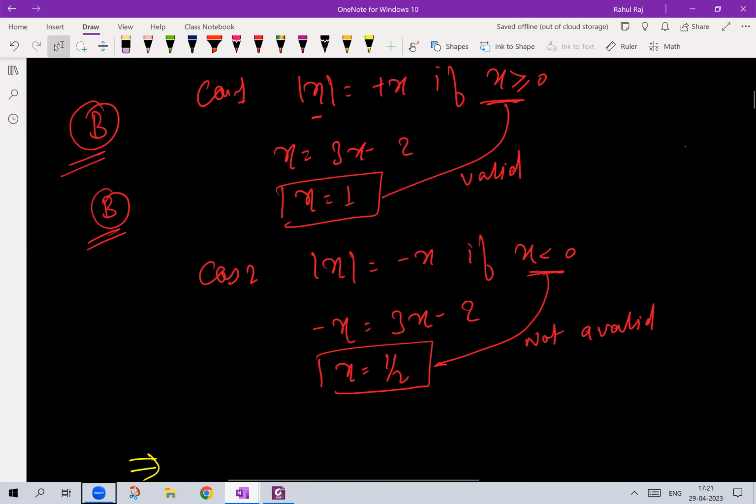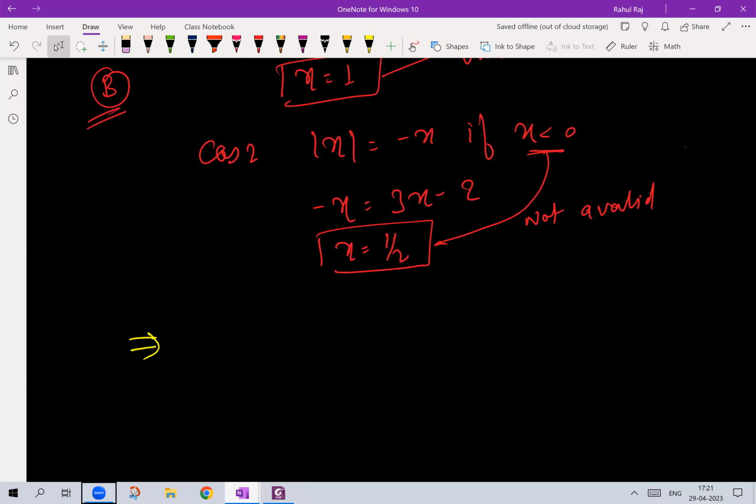So that's what it is, Haran, right? Is this clear, Haran? Any doubt, Haran? No. Second is when mod is on both the sides of the equation.